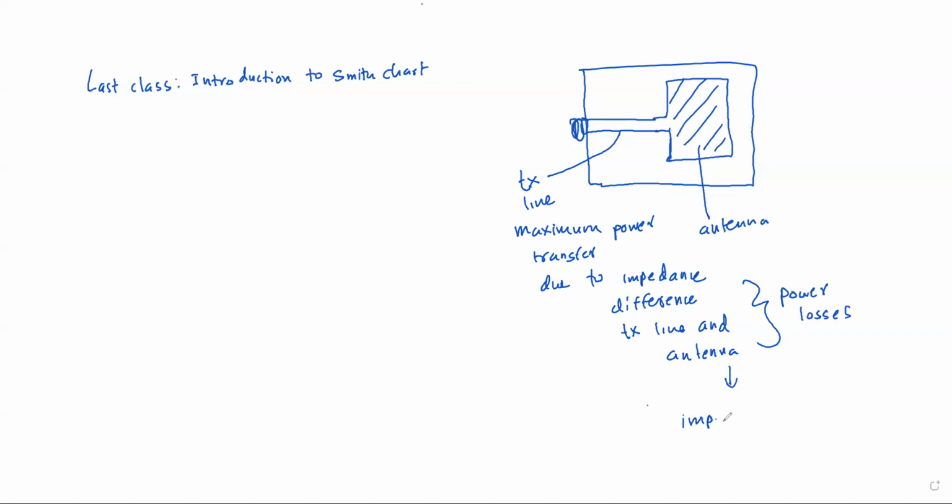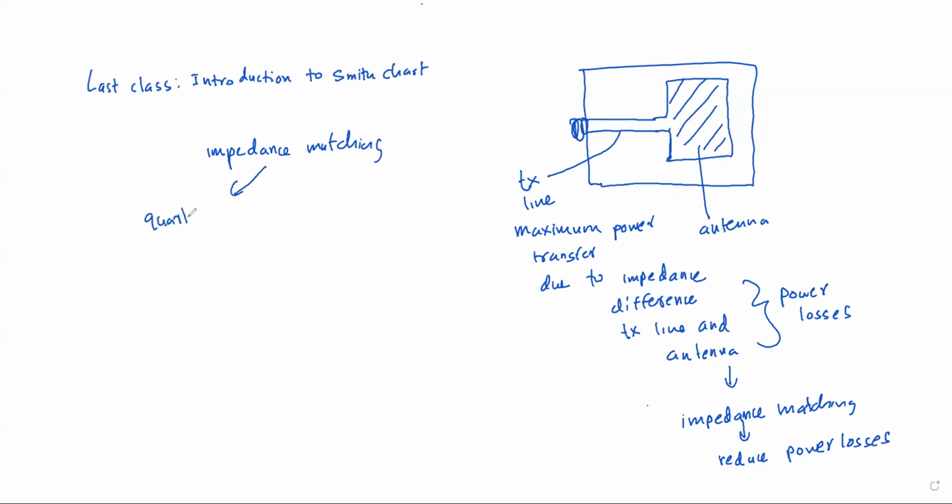So as a solution, we need to do impedance matching, and by impedance matching, we can reduce the power losses, right? There are many types of impedance matching that we can use. In this class, we will be looking at two types, the first one is the quarter wave transformer based impedance matching method.